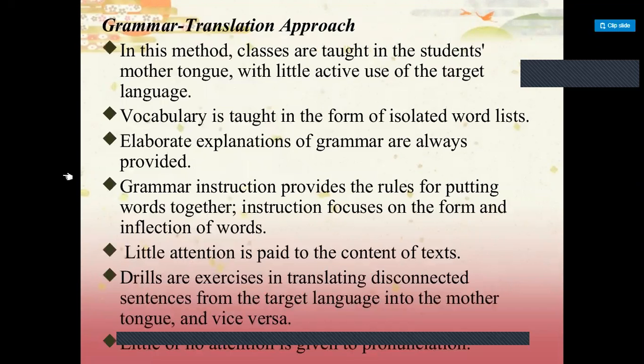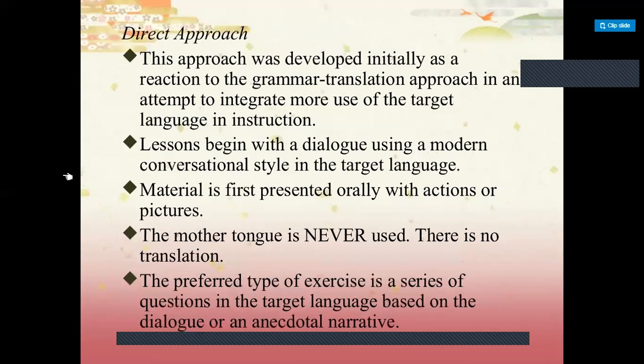Grammar translation methods, which we just focused on grammar and lexicon. And via grammar and lexicon, students were going to be focused just on translating texts. There was no interaction, and the only source of knowledge was going to be the teacher, right? The student had only a passive role, okay?